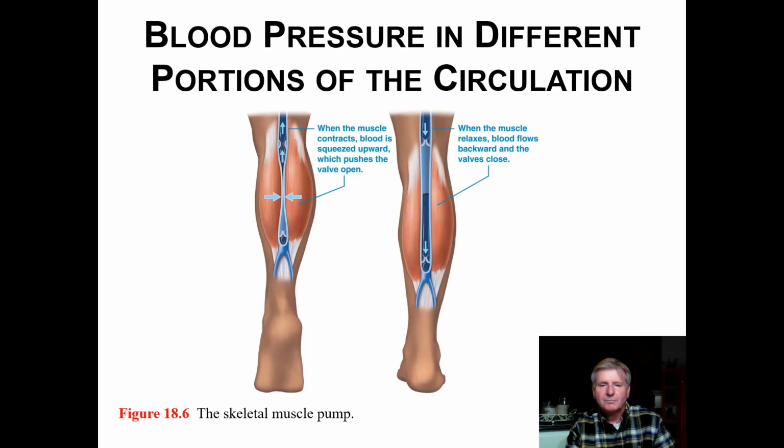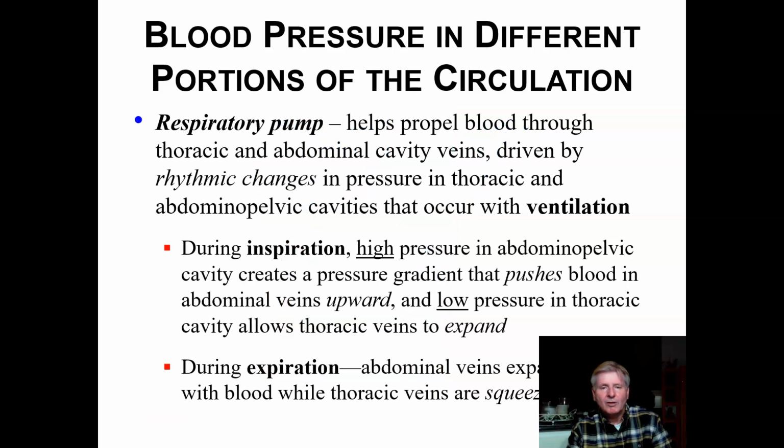You can see from this illustration, when the muscle contracts, the blood's squeezed upward, and that pushes the valve open. Whereas when the muscle relaxes, the blood flows backward and the valve closes. That ensures that you have forward movement of your venous blood flow. The respiratory pump also helps propel blood through the thoracic and abdominal cavity veins. And that's also driven by rhythmic changes in pressure in both your thoracic and abdominal pelvic cavities. And that occurs with ventilation.